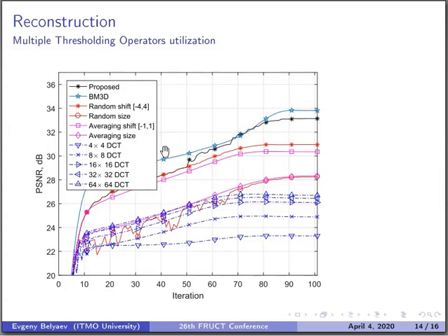This curve corresponds to the case when we apply BM3D at each iteration. So in order to achieve this level of quality, we need to run BM3D 100 times. And the black curve corresponds to the proposed approach where we run BM3D only 10 times on average. And you can see that the proposed approach provides quite close quality to this approach where BM3D is used all the time.